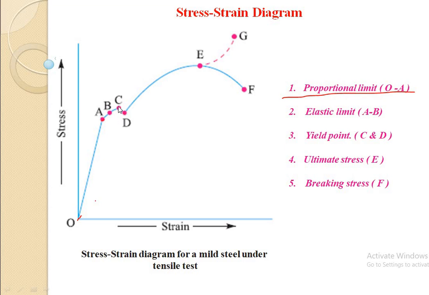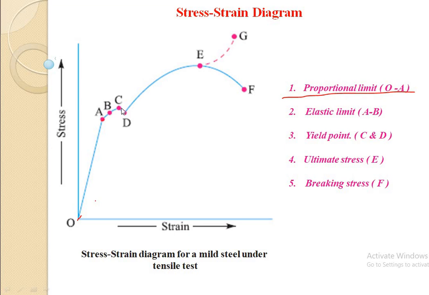Now at point C, the material yields before the load. From point C, the material starts yielding. That's why point C is known as the upper yield point. It starts to change its shape. Now up to point B, the material is in the elastic state. But from point B, it loses its elasticity and enters into the plastic stage.